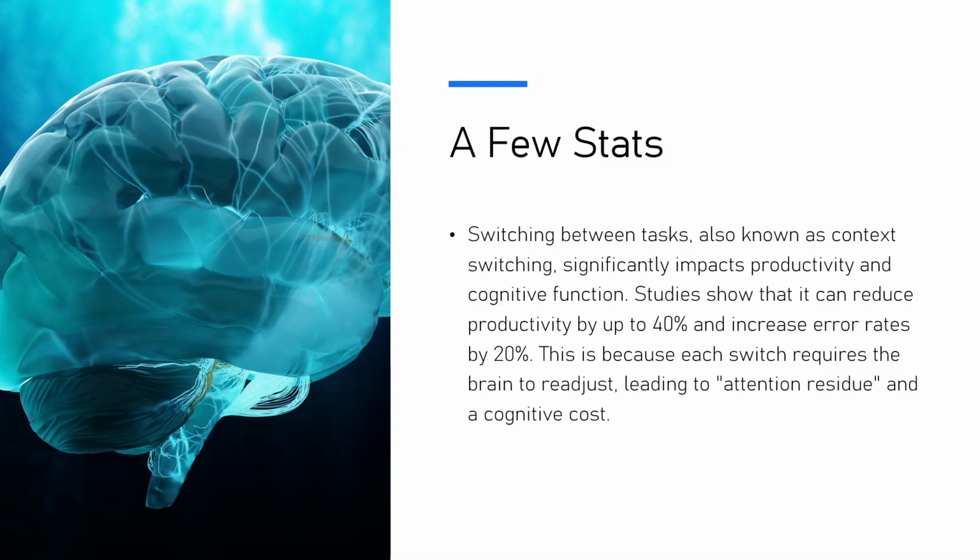Switching between tasks, also known as context switching, significantly impacts productivity and cognitive function. Studies show that it can reduce productivity by up to 40%. Listen to me well, 40%, and increase error rates by 20%. This is because each switch requires the brain to readjust, leading to attention residue and a cognitive cost.